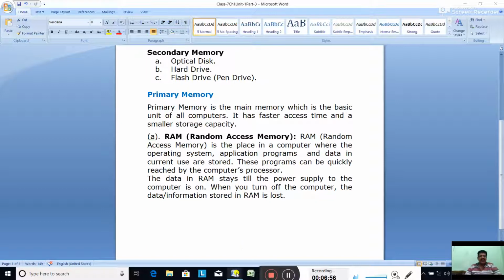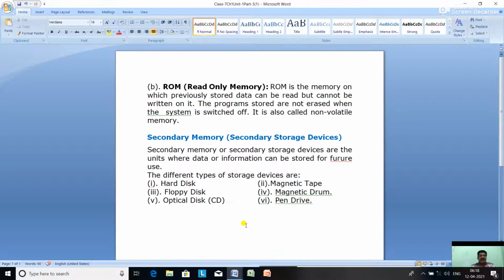The second one is ROM, read-only memory. Read-only memory, ROM, is the memory on which previously stored data can be read but cannot be written on it. See, we can read the data from the ROM, but we cannot write on it. Remember it. The programs stored are not erased when the system is switched off.